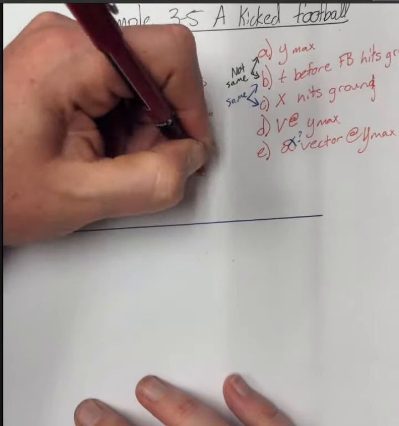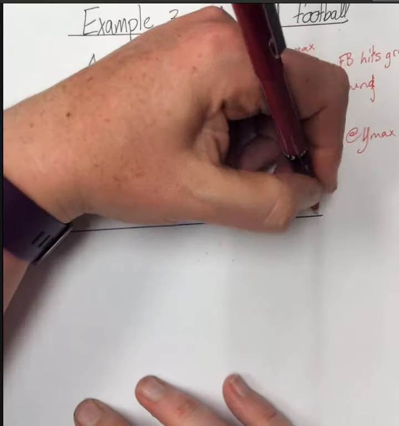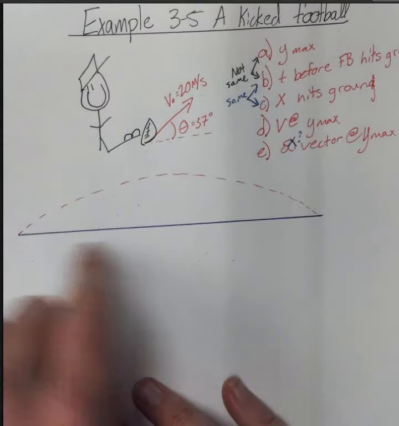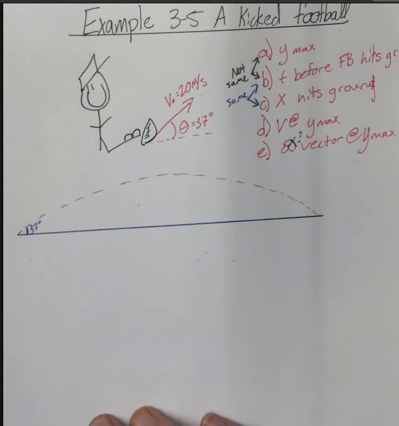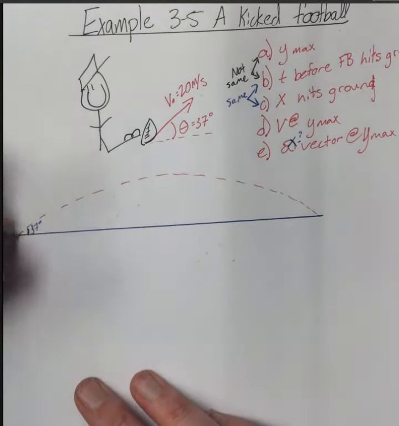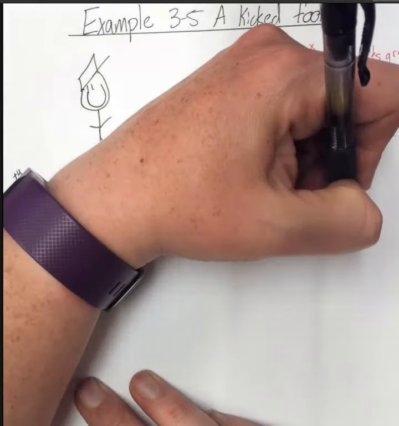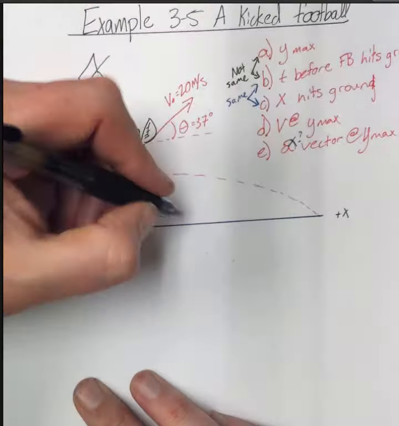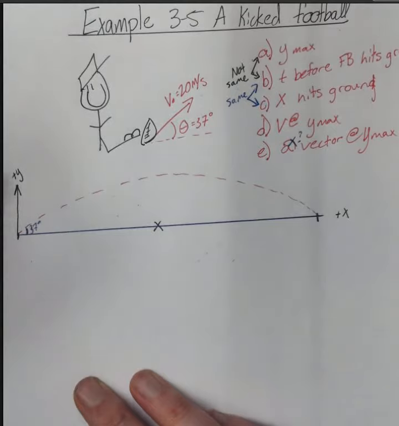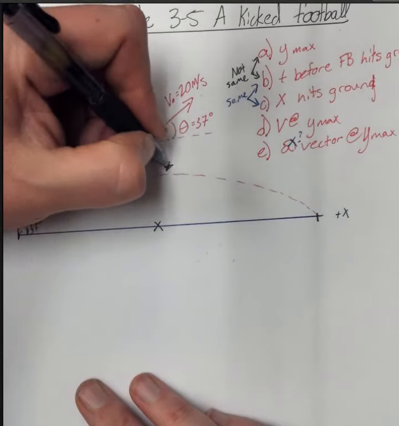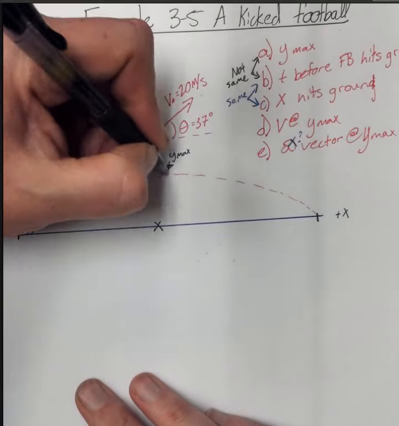So this is what the ball is going to do. The ball is going to get kicked up. The angle there is 37 degrees because velocity and displacement always happen in the same direction. We need to set our axis, so I'm going to say that up is positive y, and over is positive x, and that this is our displacement x, which is an unknown value. But that means that right here is our y max, our y value at the highest point.